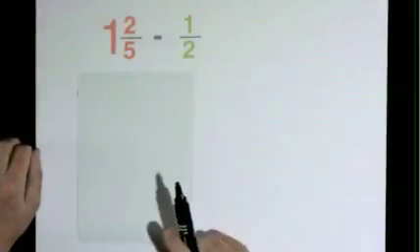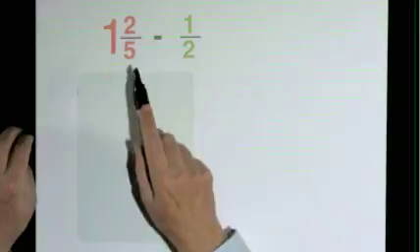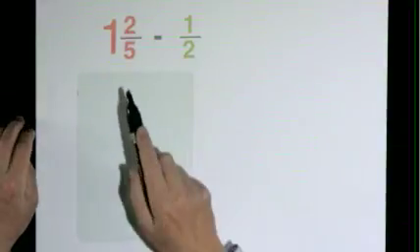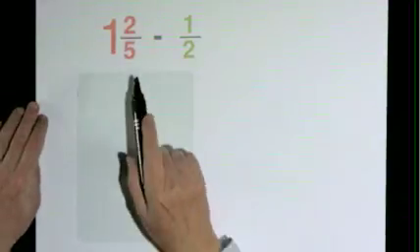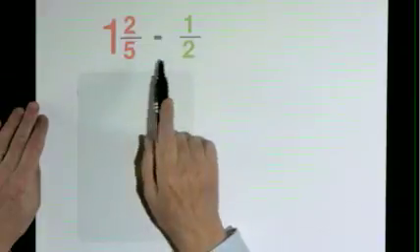1 2/5 subtract a half. A half is bigger than 2/5, so we have to exchange from the whole number. Also, best to make your denominator 10.